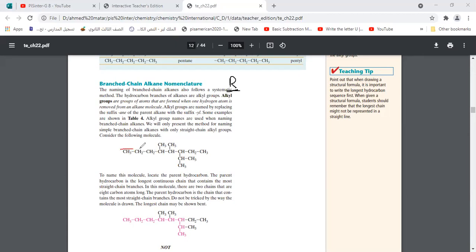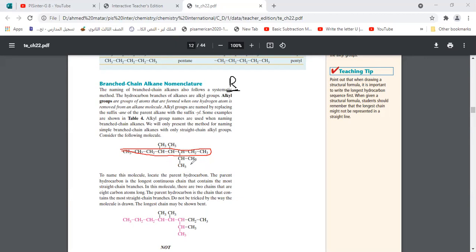So for example, let's count here, 1 2 3 4 5 6 7 8. They are 8 carbons. So that is the maximum, yes or no? Can this be considered the longest chain? Yes. Okay, so that's considered to be the longest chain. But actually that is not the best chain to choose. Why is that not the best chain to choose?